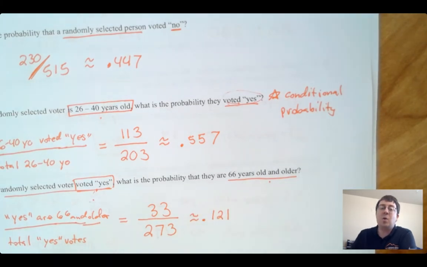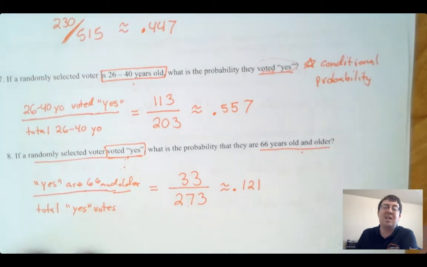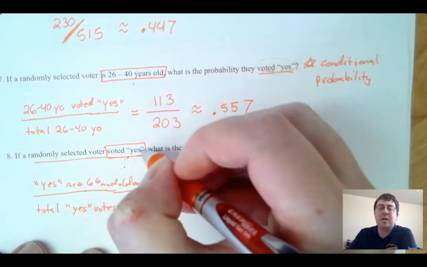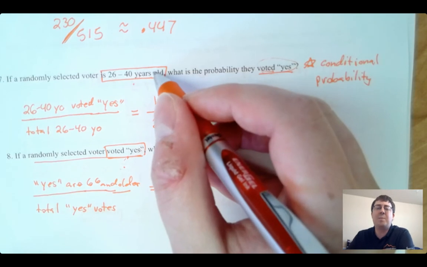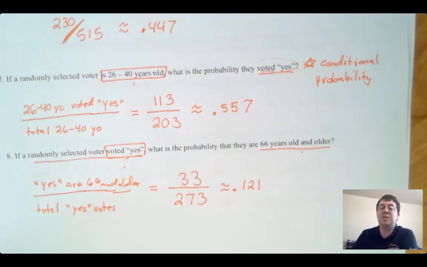Not a lot of the older generation voted yes for this school. So if I know that they voted yes, it's pretty unlikely that they're going to be an older voter. It's only a 12% chance that happens. Okay, so again, whenever I see this, I like to box it because I know something specific about my voters, and that changes my denominator instead of being out of every single person.